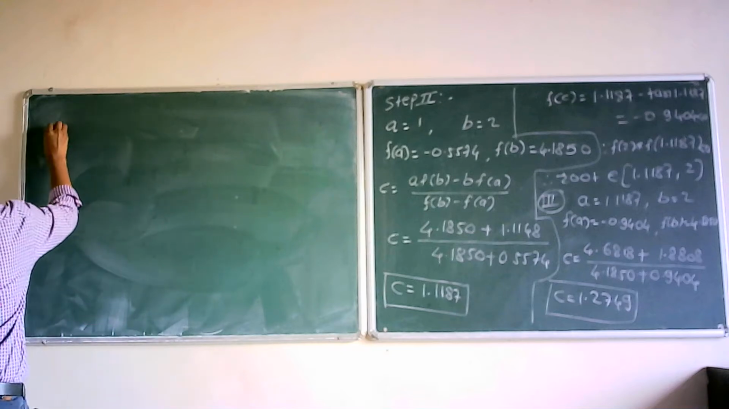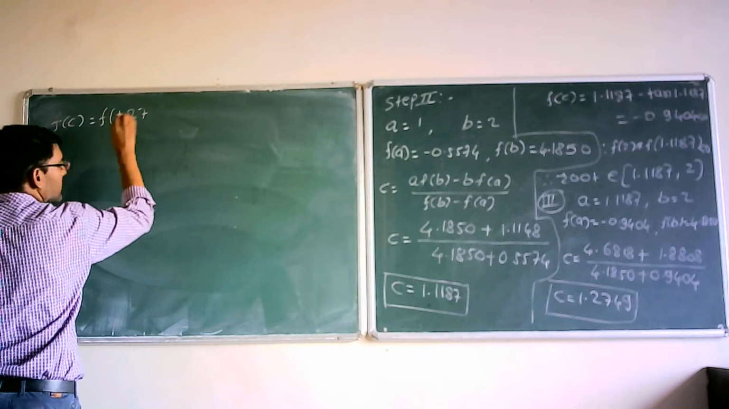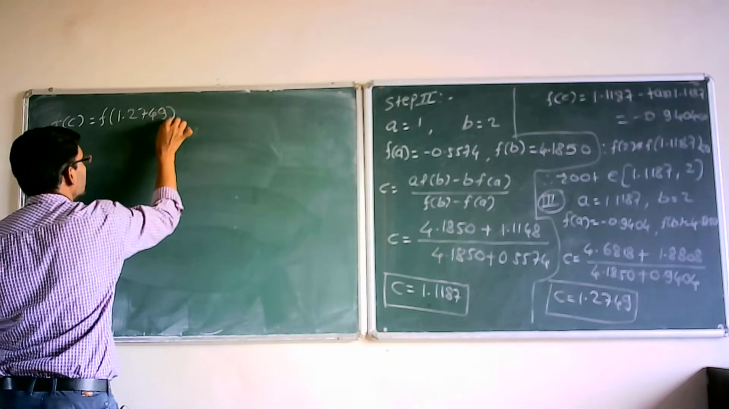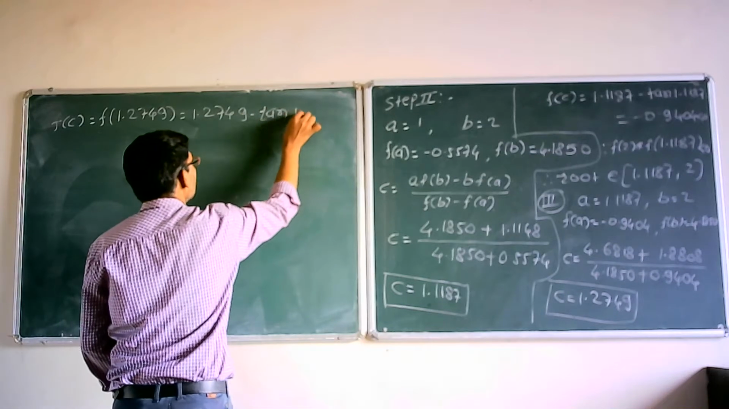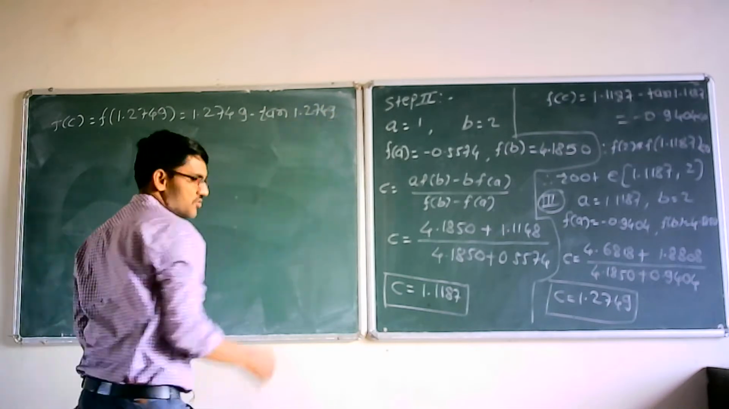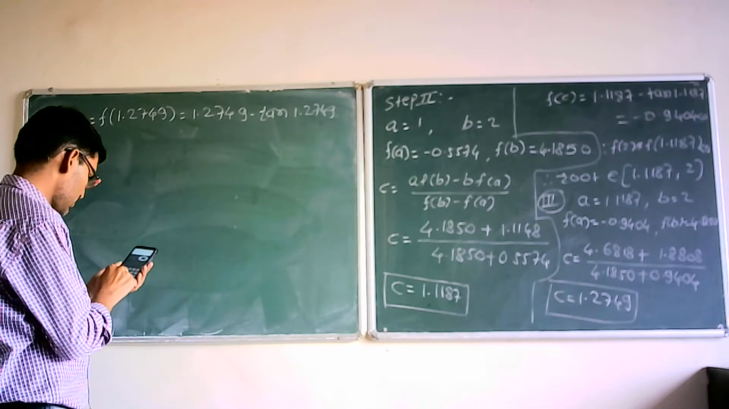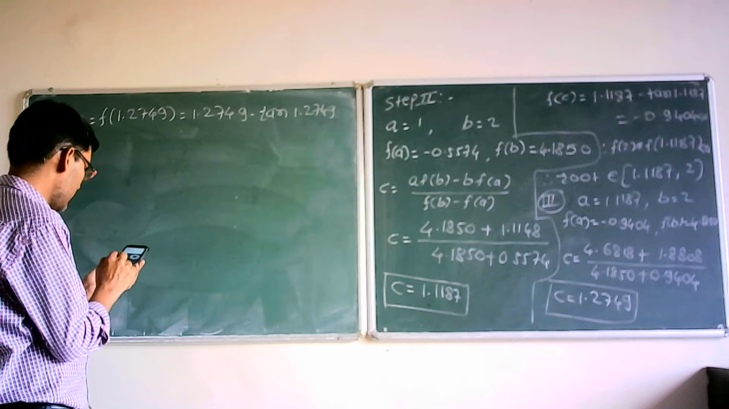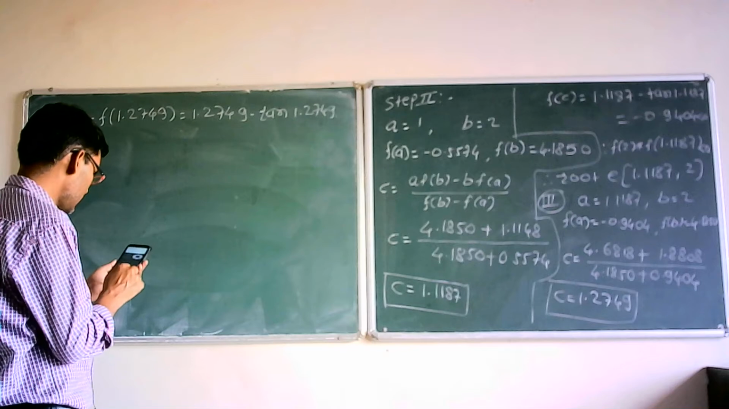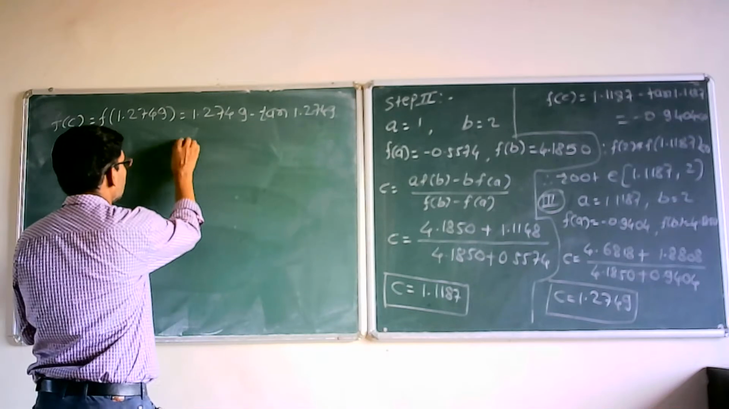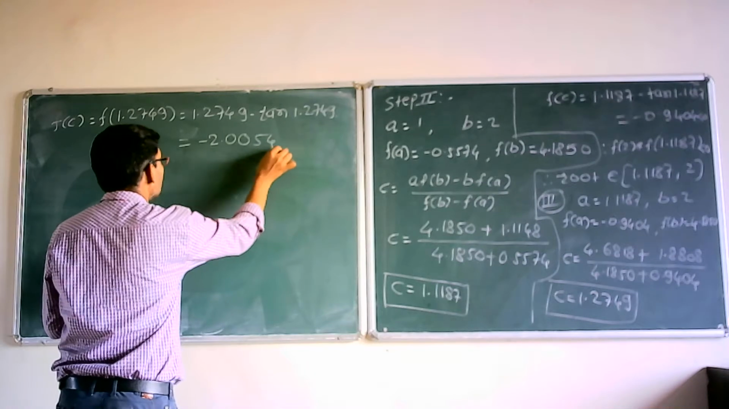So what is f of c? It is equal to f of 1.2749, which is equal to 1.2749 minus tan of 1.2749. If you solve this, you will get minus 2.0054. Okay, so it is less than 0.